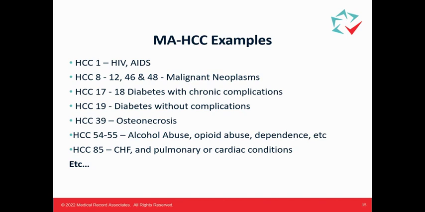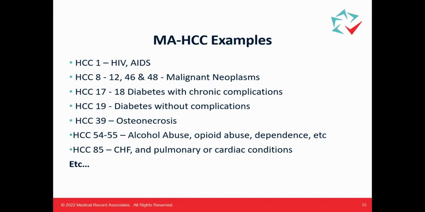Then we have diabetes with chronic complications. It's HCC 17 or 18, depending on what the chronic complication is. Some will map to HCC 17, some will go to 18. Then we have HCC 19, diabetes without complications. That's just your E11.9. It will go to HCC 19. And so on. Then we have osteonecrosis, which goes to 39.